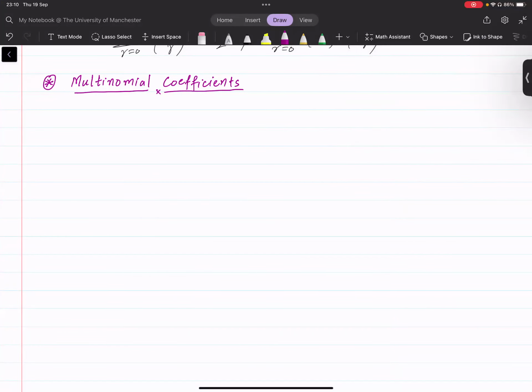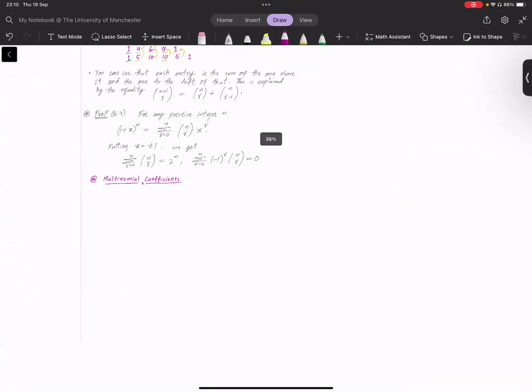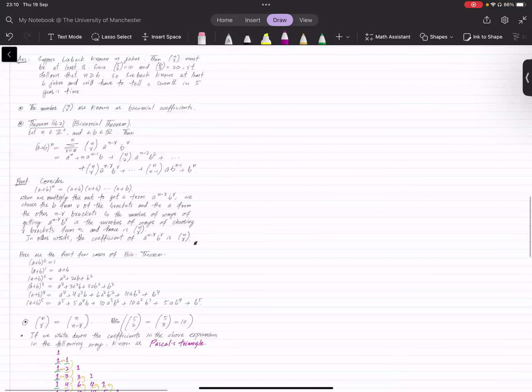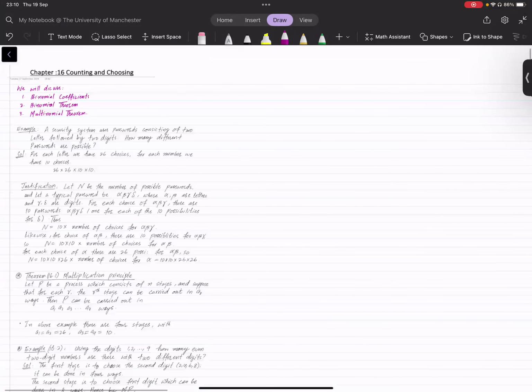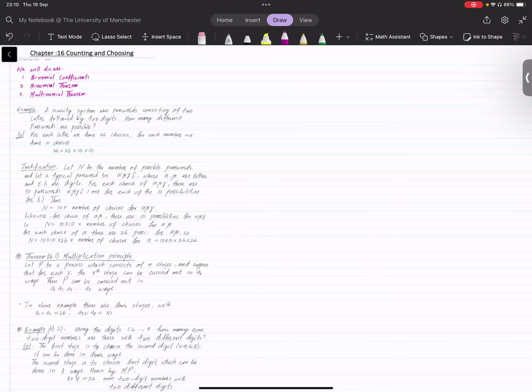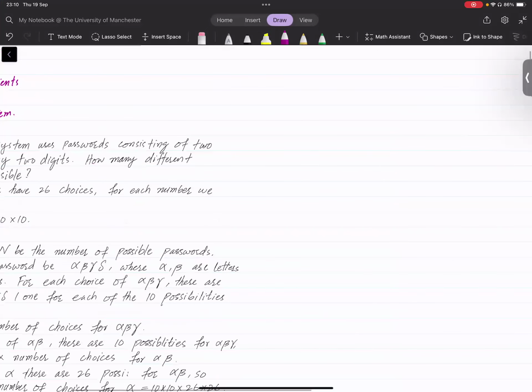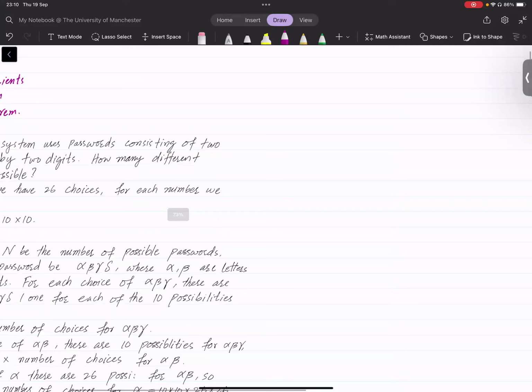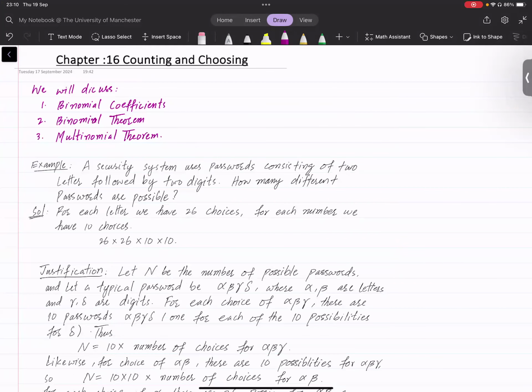Hi. So we are doing chapter number 16, counting and choosing. And up to now, we have covered binomial coefficients and the binomial theorem. Now we will talk about multinomial coefficients and the multinomial theorem. So let's try to do that.